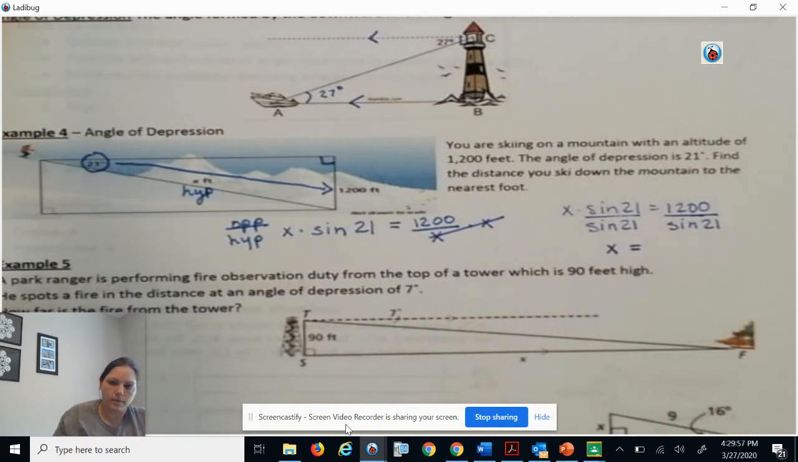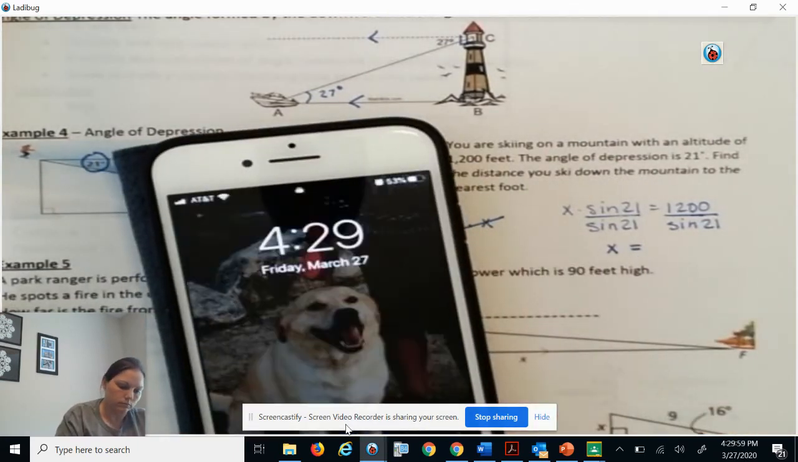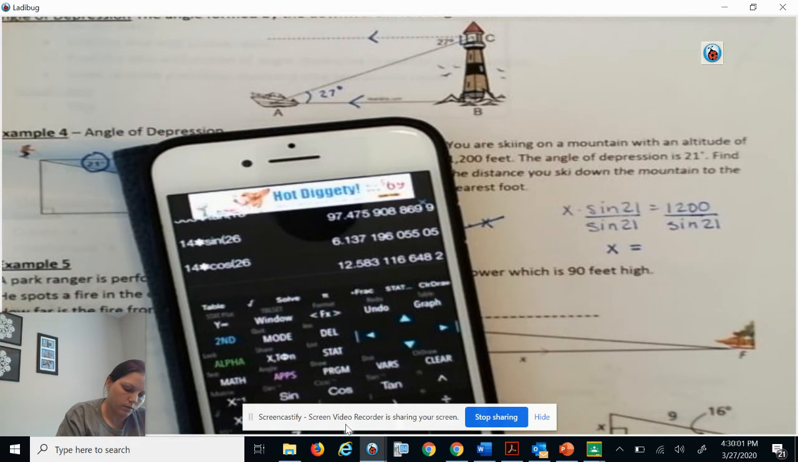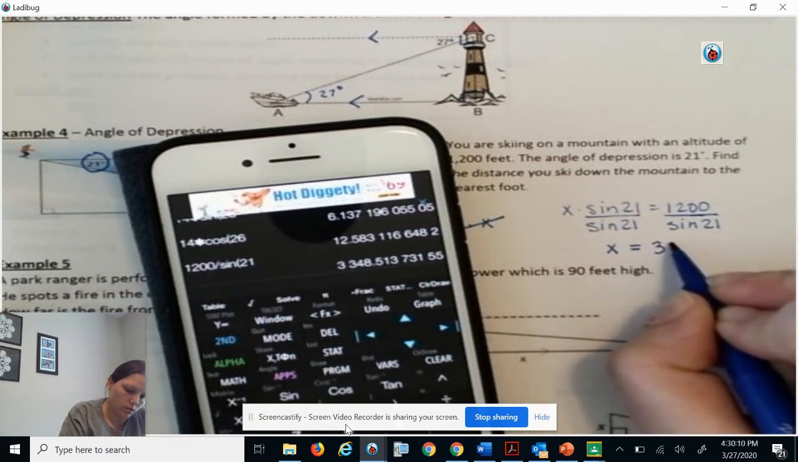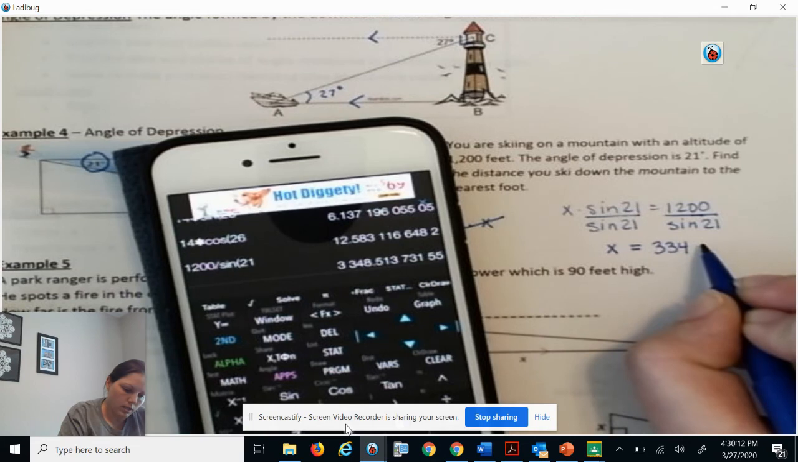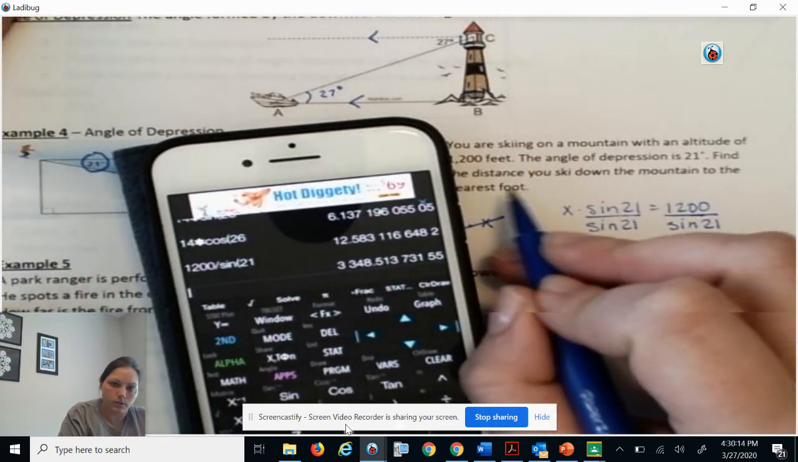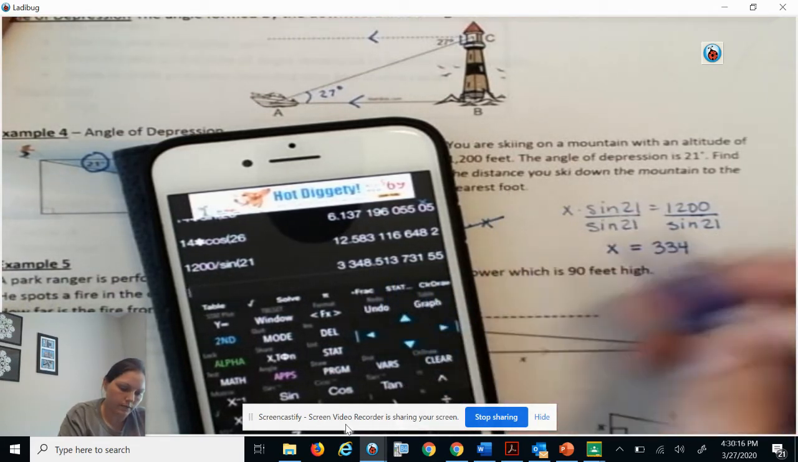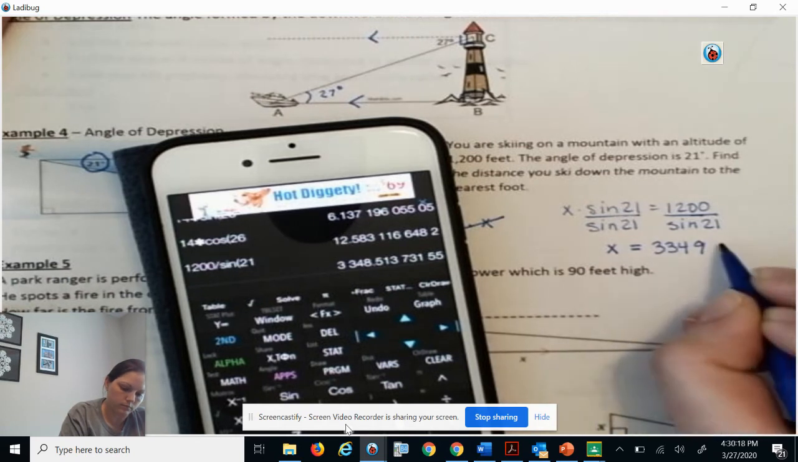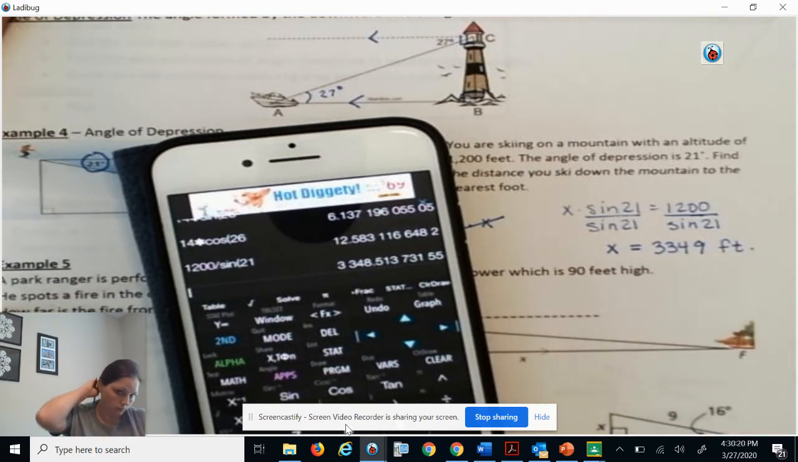And then I just have my calculator now. 1,200 divided by sine 21. 3,348.5, nearest foot, right? Nearest foot, 8.5. So that's going to make it go up to 9.